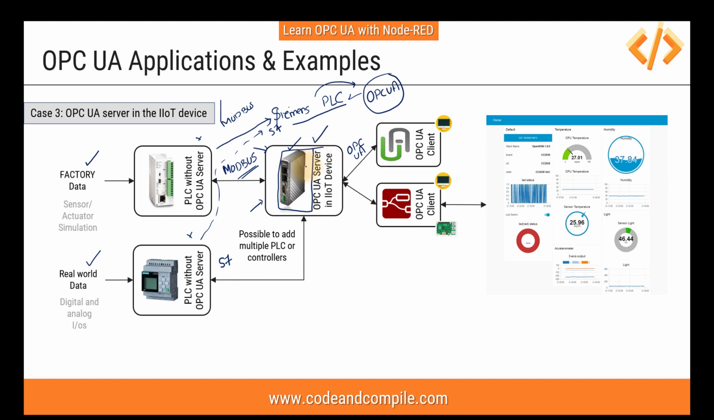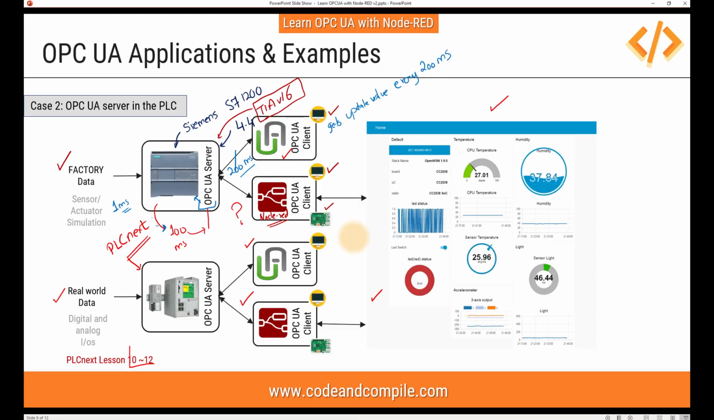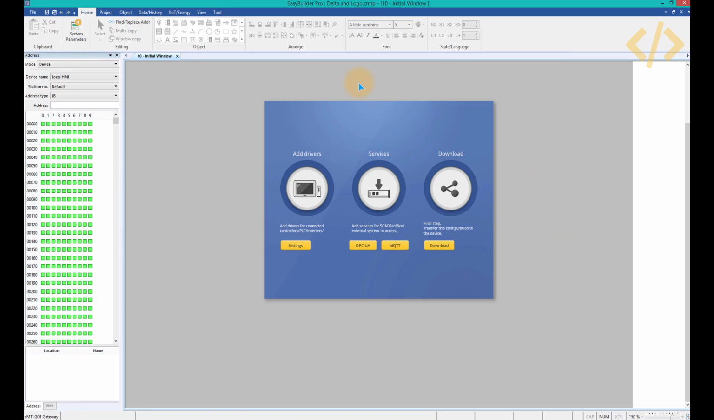But in this example, I will show you an IIoT device which is capable of linking to many PLCs. So let me show you this IIoT device first, and then I will show you the steps behind it. This IIoT device is from WineTech, it's a company, and if I show you the interface, in this IIoT device you have a setting button, OPC UA, MQTT, and download.